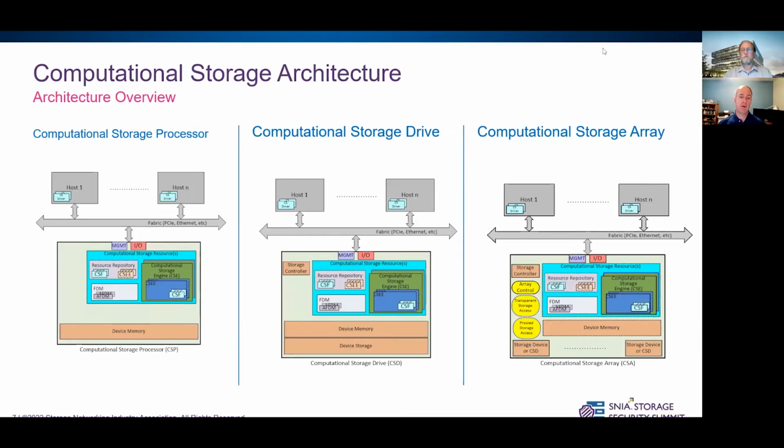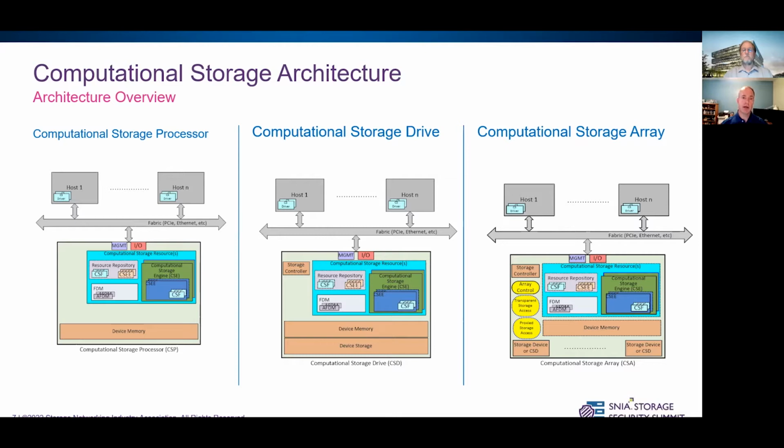But for now, if we focus on what's similar or different between these three diagrams, you'll notice that the computational storage processor does not have that persistent storage like we had mentioned. Whereas if you look at the computational storage drive, it has a storage controller and it has the device storage.